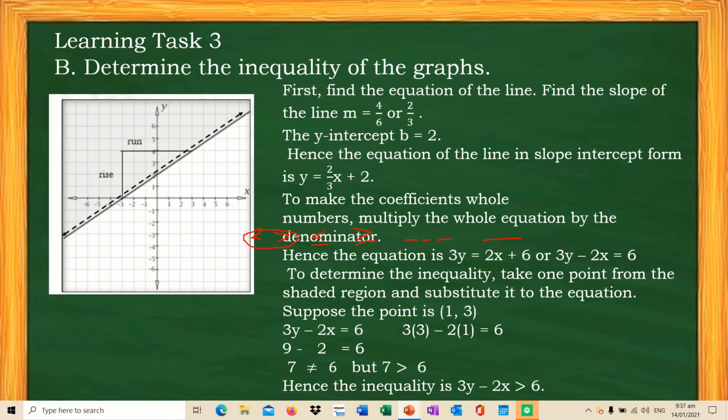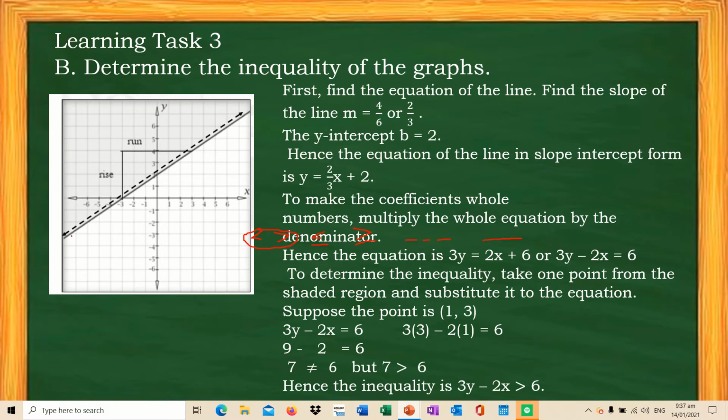Let us have learning task 3, letter B. Determine the inequality of the graph. So, dito, ang given naman dito is graph. Okay, so ang hahanapin nyo ay inequality. Okay, so first step, find the equation of the line. Find the slope of the line. Okay, so ang una nyong hahanapin ay yung slope ng line.